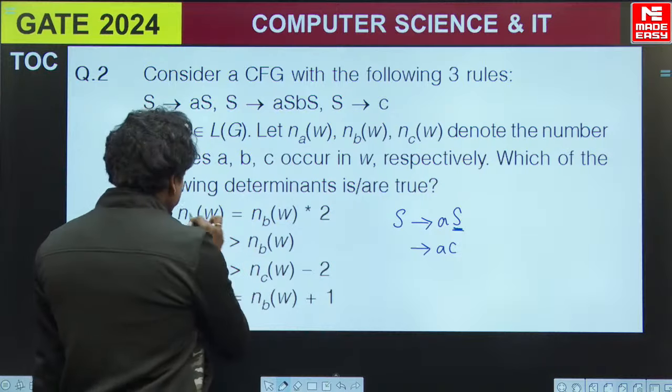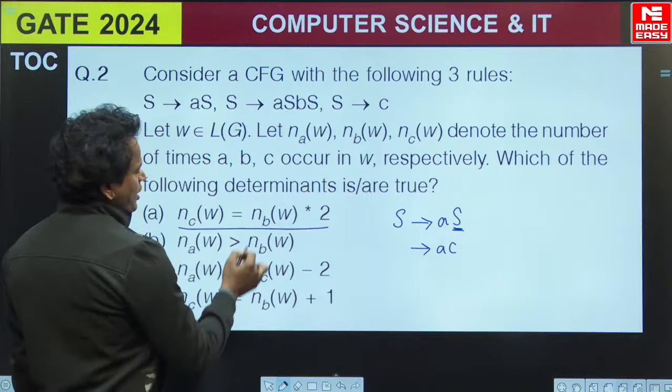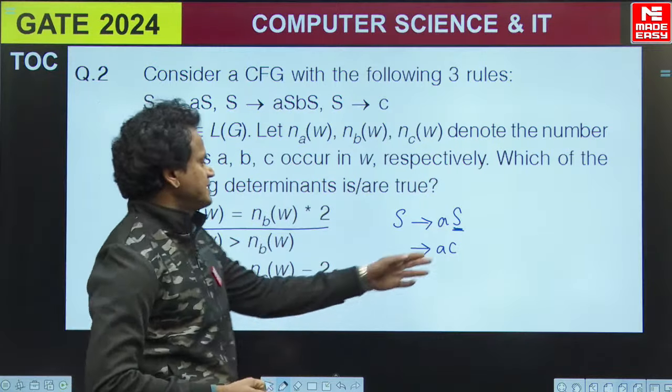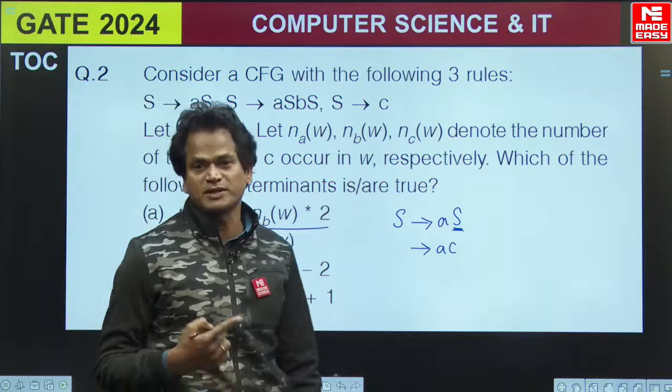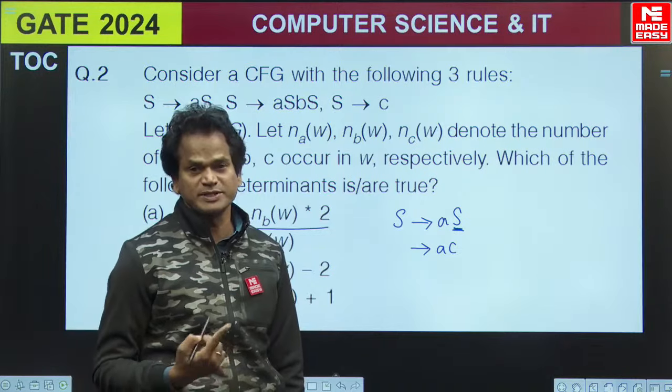Here, if this is correct, how many B's are here? How many B's are in this string? 0 B's. Then the number of C's must be 0 into 2, so the number of C's also must be 0. You understand?